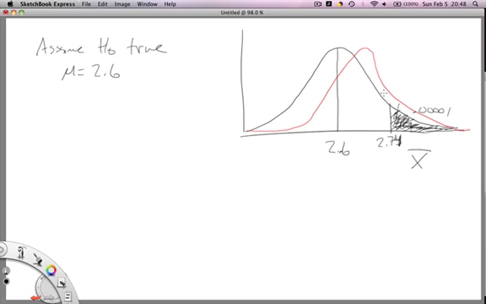All right, so let's continue with our thought experiment now. Let's say instead that we find the area of this tail, and the area in the tail works out to be pretty big, like 0.4. Now if that's the case, what we would say is that it's entirely plausible that we would observe a value like 2.74 if 2.6 were the mean. And therefore we would not be able to reject that the mean is 2.6. We wouldn't say that 2.6 is the mean, we would just say that it's a possibility. So that's our little thought experiment.